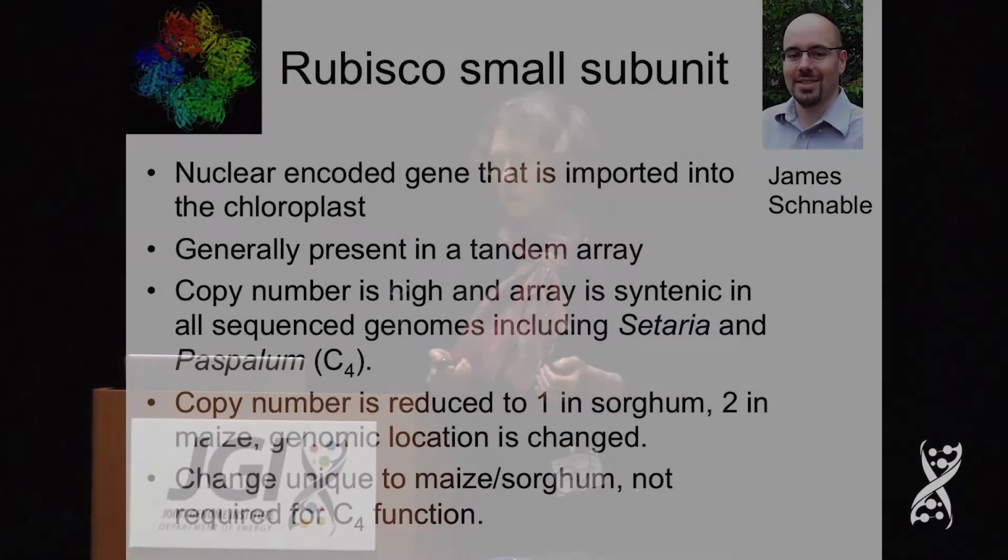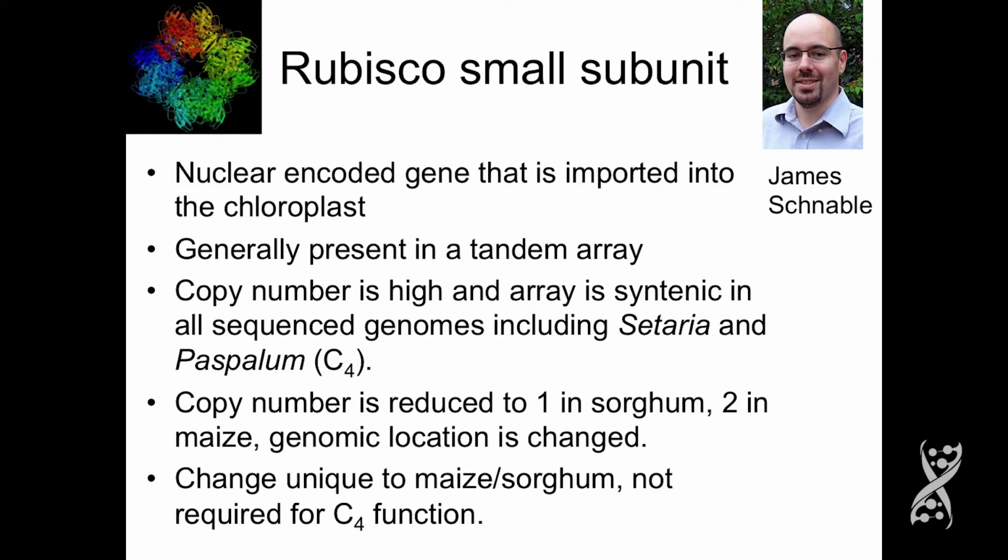The copy number is relatively high in most angiosperms, and indeed all the ones that we've sequenced, including Setaria and Paspalum, which are C4s. But James has found that the copy number was reduced to 1 in sorghum and 2 in maize, and in addition there was a change in the genomic location. Now, if we didn't have those independent C4 comparisons, we would have said, oh yes, this is correlated with C4, if we were just comparing maize and rice.